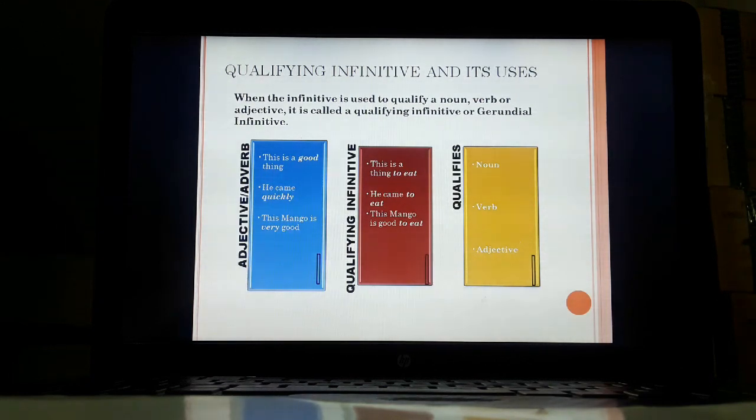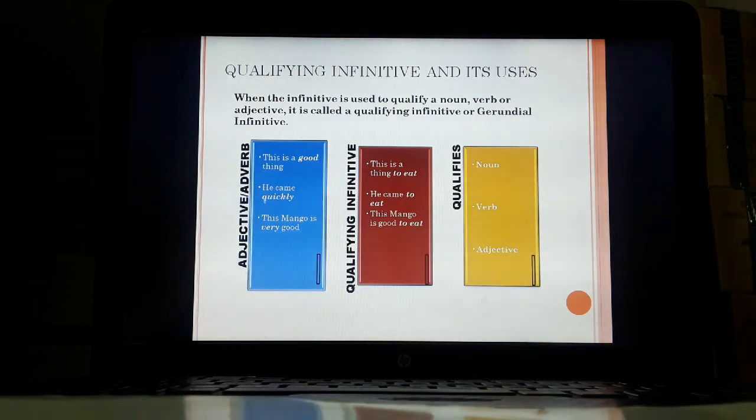And always do remember one thing, that just as a gerund does the work of a noun, the same way an infinitive also does the work of a noun. So here, a qualifying infinitive, as the term itself gives the sense, is an infinitive which qualifies. Qualifies what? It qualifies a noun, it qualifies a verb, it qualifies an adjective. Now its uses. Here, three blocks have been given.